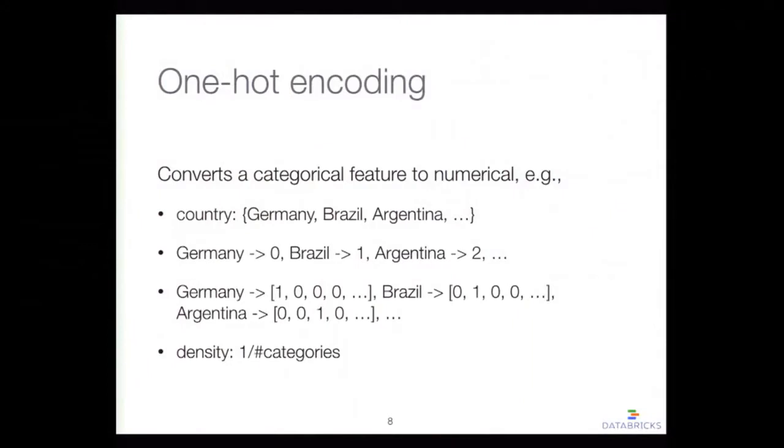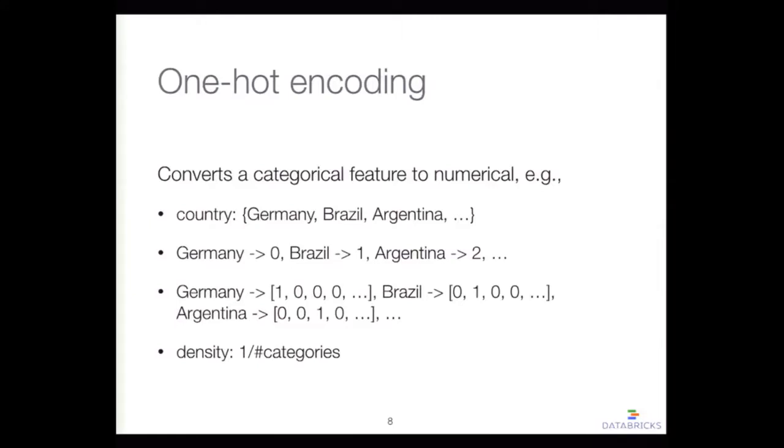So let me take one example here: one-hot encoding. It's a very standard feature transformation, where you want to map a categorical feature into numerical. For example, we have a feature called country, and we have Germany, Brazil, Argentina. One way to map them is just to assign an index, right? So we map Germany to 0 and Brazil to 1.